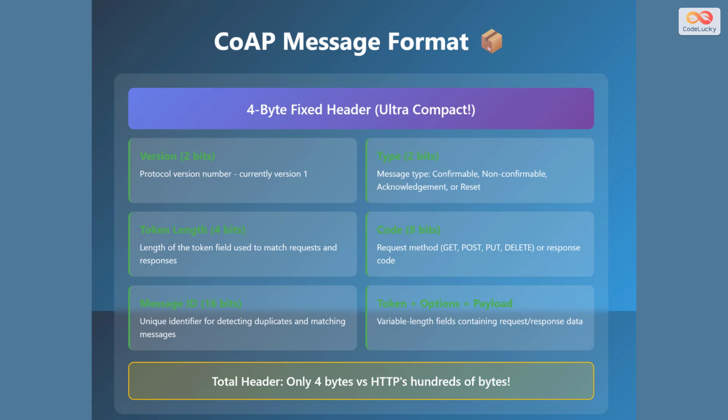the token used to match requests and responses, an 8-bit code field containing the request method like GET, POST, PUT, or DELETE, or the response code, a 16-bit message ID for detecting duplicates and matching messages. Following the header are variable-length fields containing the token, options, and payload. The total header size of only 4 bytes is a stark contrast to HTTP's hundreds of bytes, making CoAP extremely efficient for resource-constrained environments.